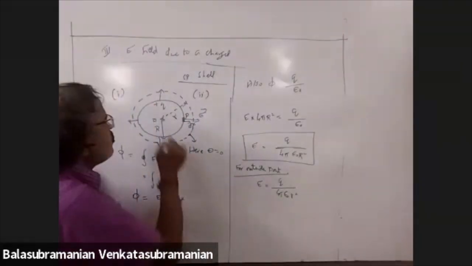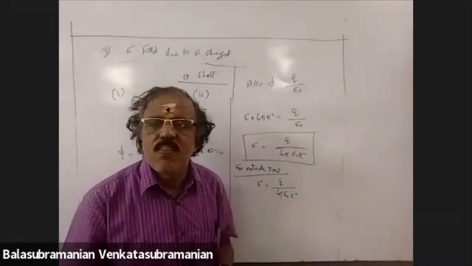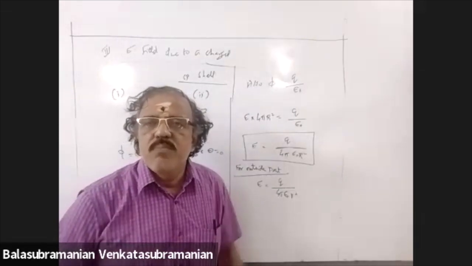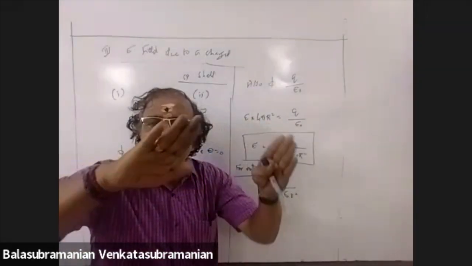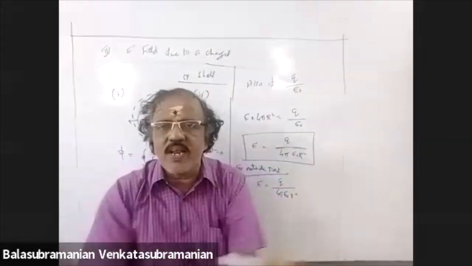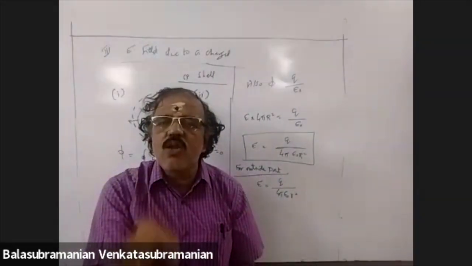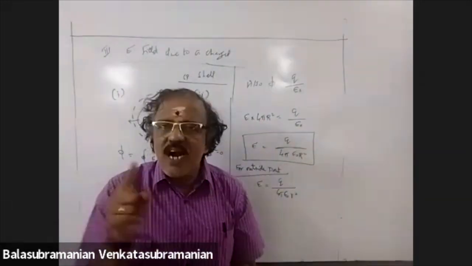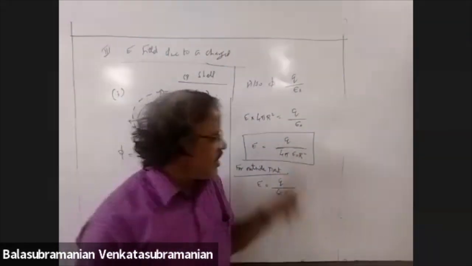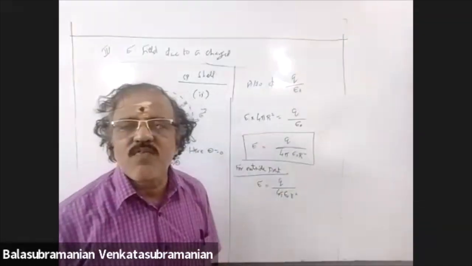When you consider one point inside, there is no charge inside, because all the charges lie on the surface. That is the Gaussian surface you are covering. So the charge present inside a hollow sphere is zero. Charge is zero means the electric field is also zero. So in the third case, for a point inside the sphere, the electric field is zero.